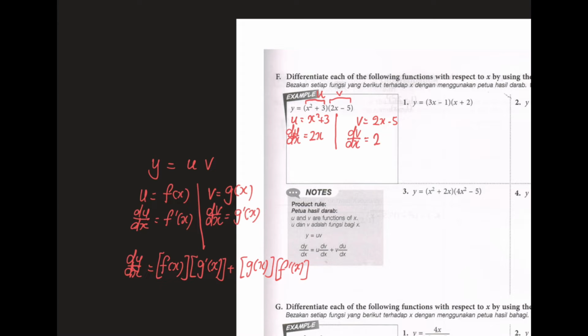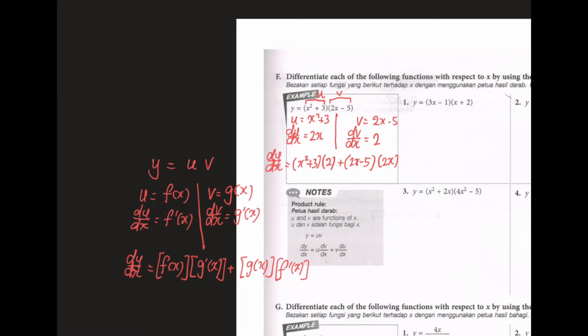So let's do an example. Based on the formula over there, to find dy/dx, first we write u, which is x squared plus 3. So we put x squared plus 3 first, followed by dv/dx, which is 2. So we put 2 here, followed by plus, followed by v. v is 2x minus 5, so we put it at the back here, 2x minus 5, followed by du/dx. du/dx is 2x, so we put 2x here.